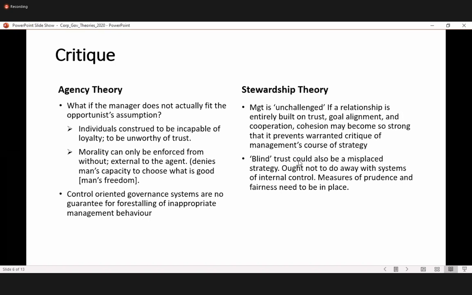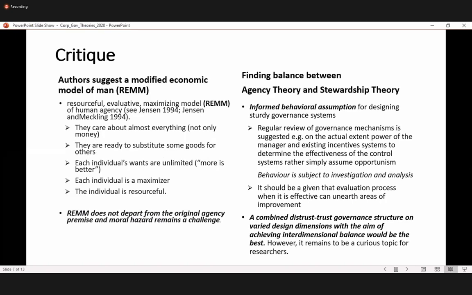So they ought not to do away with systems of internal control, even though there is a climate of trust. It should not be forgotten that the measures of prudence and fairness need to be in place. Okay. So now this article talks of analyzing what would be the best.